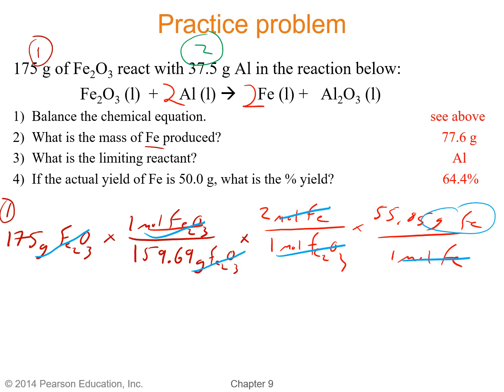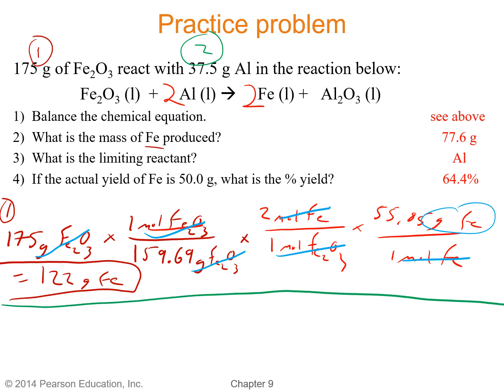Because of all these numbers, the number of sig figs we are limited to is 3, so the answer here in 3 sig figs is 122 grams of iron. So now we need to figure out how much iron the aluminum gives us and compare those two numbers. So let's divide our page and do it again with the aluminum.